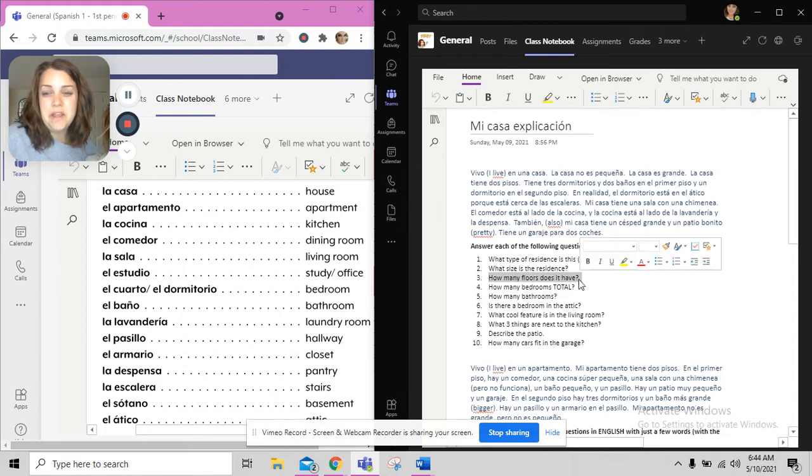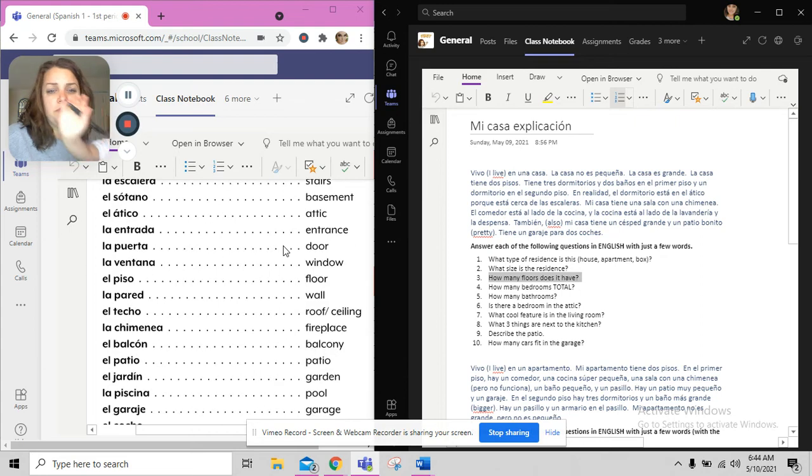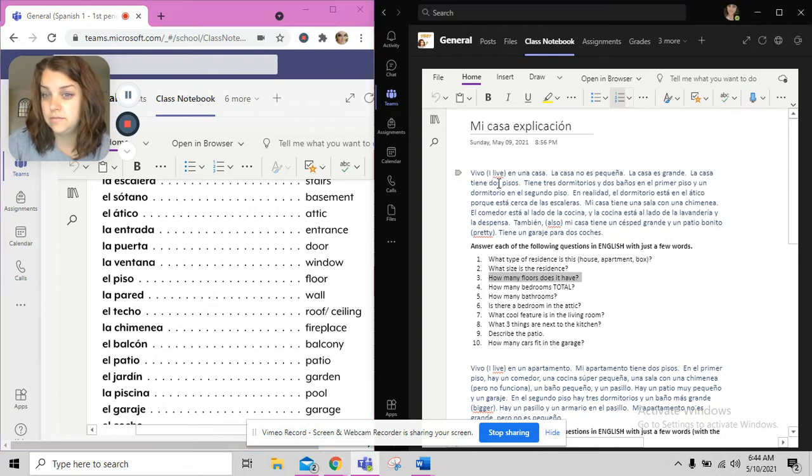The next one says, how many floors does it have? Okay. So maybe you don't remember the word for floors, so that's why you would need to have your vocab list open and the word for floor right here, el piso. Okay, so then you would go through that paragraph and look for the word pisos. So how many floors does it have? Now remember, you're writing these answers in English, all right?